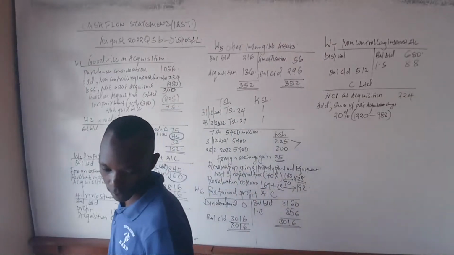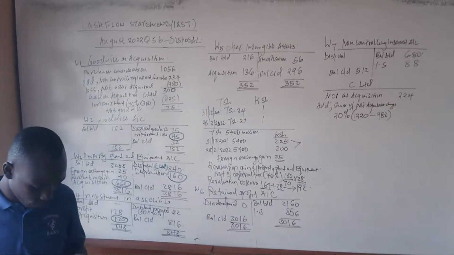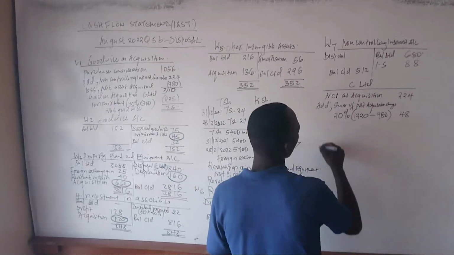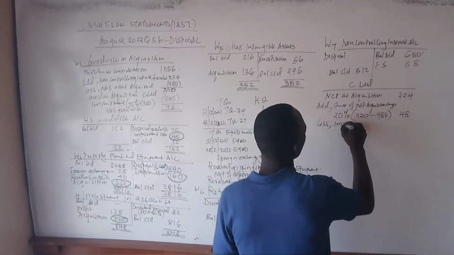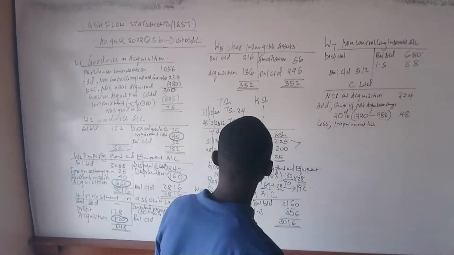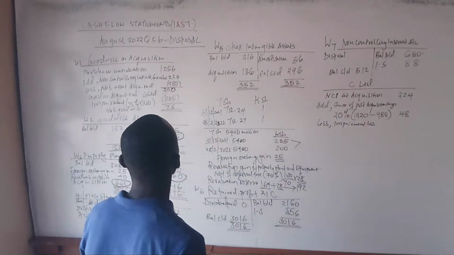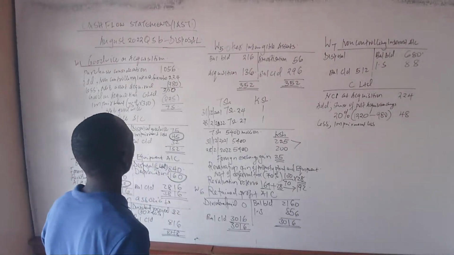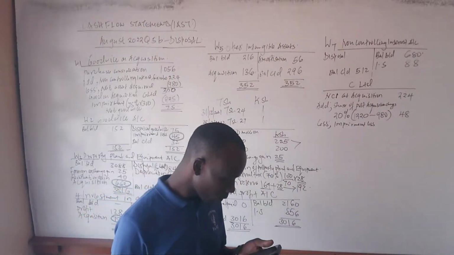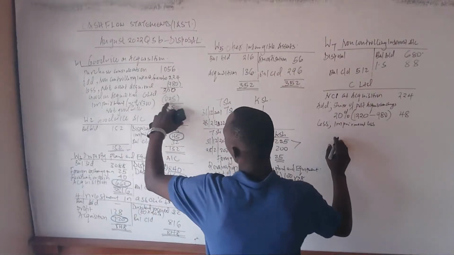20% of that will give us how much? 48. It is giving us 48. That is what we have. Then we raise what? Impairment. Impairment loss at disposal was how much? Did you have the impairment? Yes, we had. We had an impairment of how much? 45. The total impairment we had was 225, isn't it? The one that we computed here, isn't it?